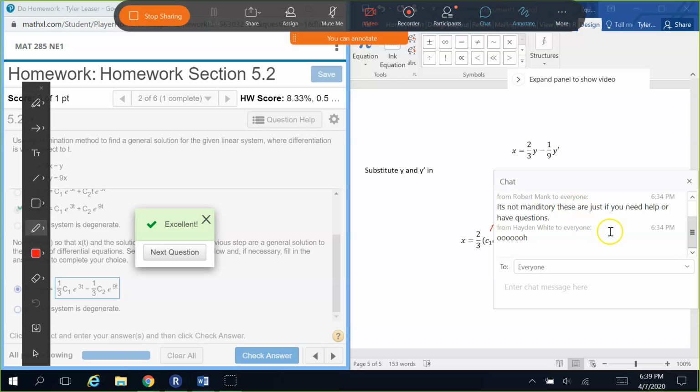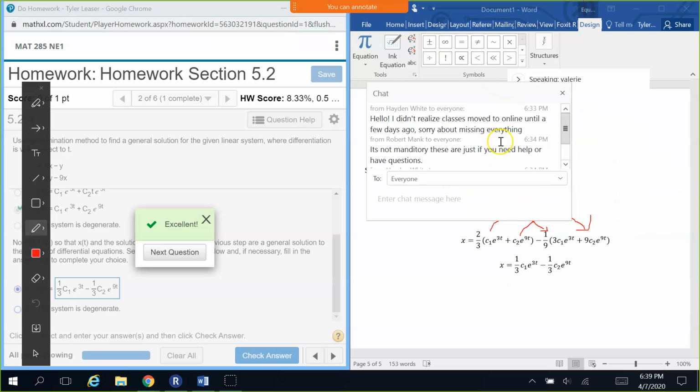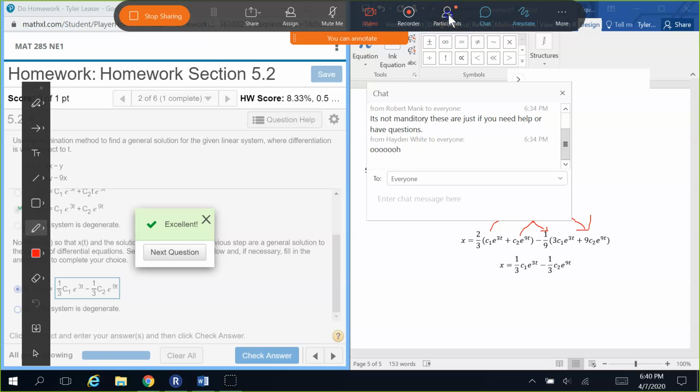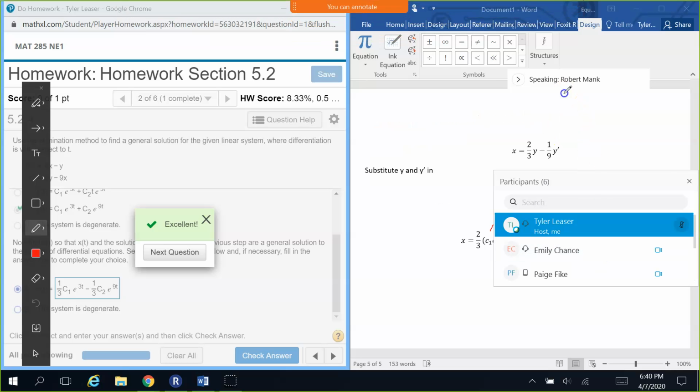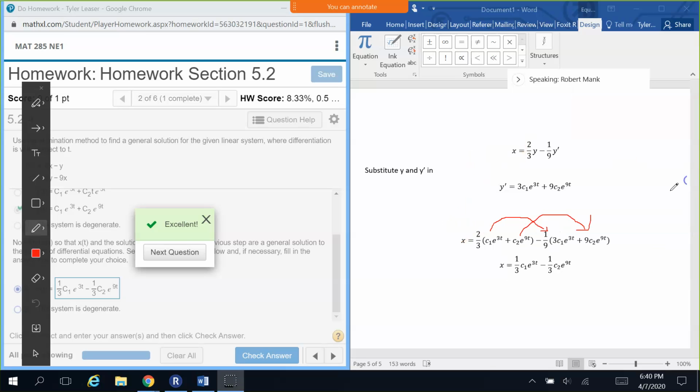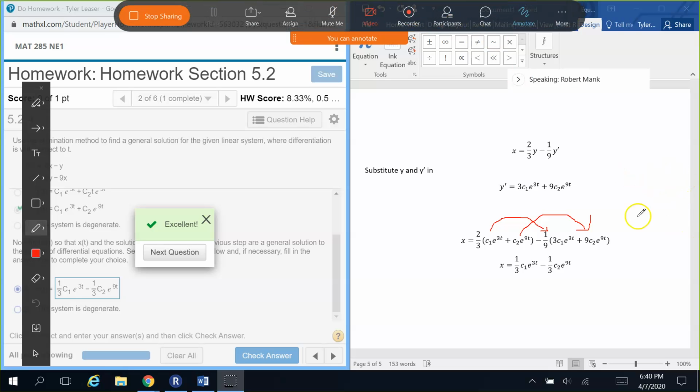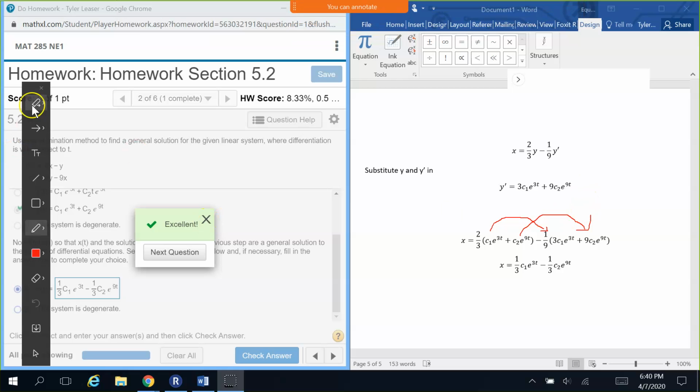Cool. I caught some of the chat, but I missed the rest of it. I caught the part where it said it wasn't mandatory, and then Hayden left right away. Yeah. He was apologizing, saying that he didn't realize classes were online, and that he was sorry about missing. Oh, okay. So he was freaking out that he missed class. Gotcha. And then when I told him it wasn't class, he dipped. That's all right. He was gone. That was funny.